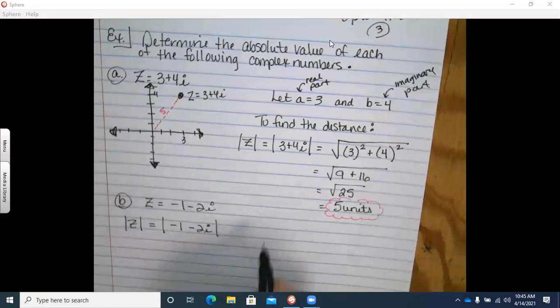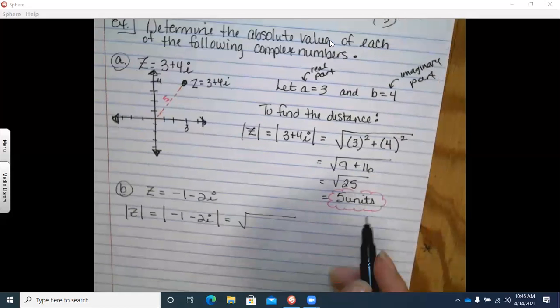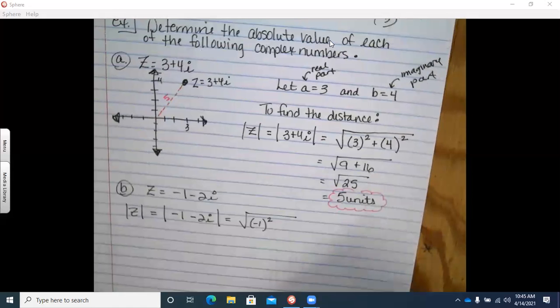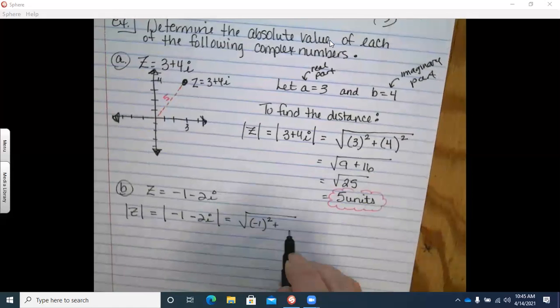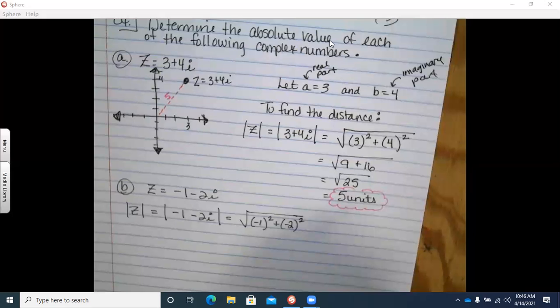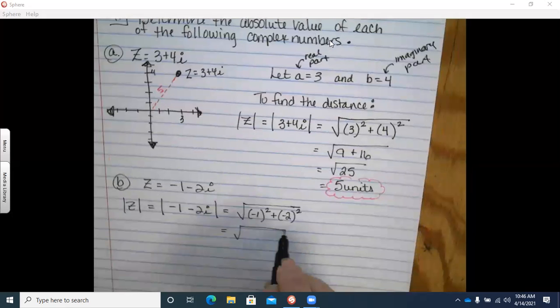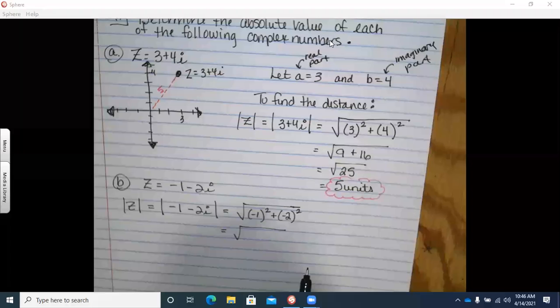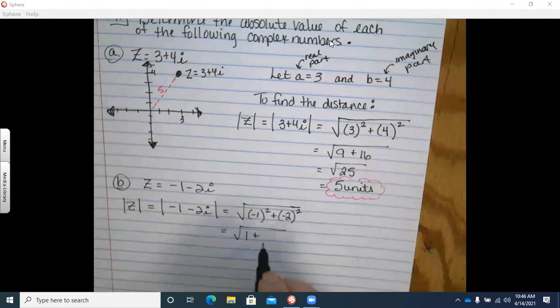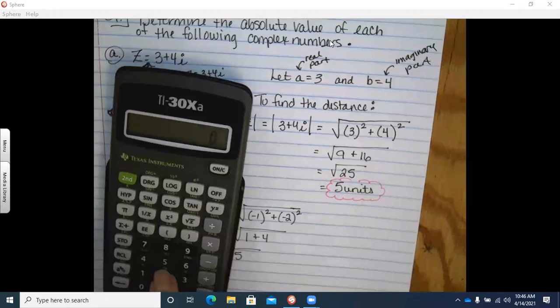That equals the square root of, what's my a? -1. I'm going to square it. Make sure you put it in parentheses. Plus, what's my b? -2. I'm going to square whatever b is, so I'm squaring the negative as well. What's -1 quantity squared? 1. Plus, what's -2 quantity squared? 4. So that's the square root of 5. If it says exact value, the square root of 5 is my answer. If we're approximating, I would say approximately 2.236.